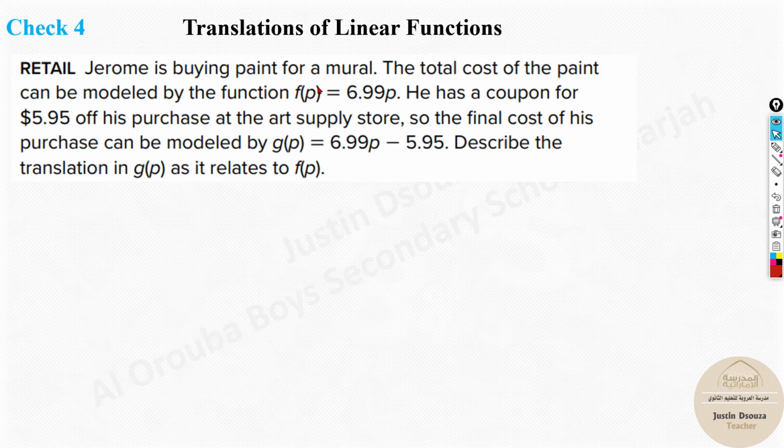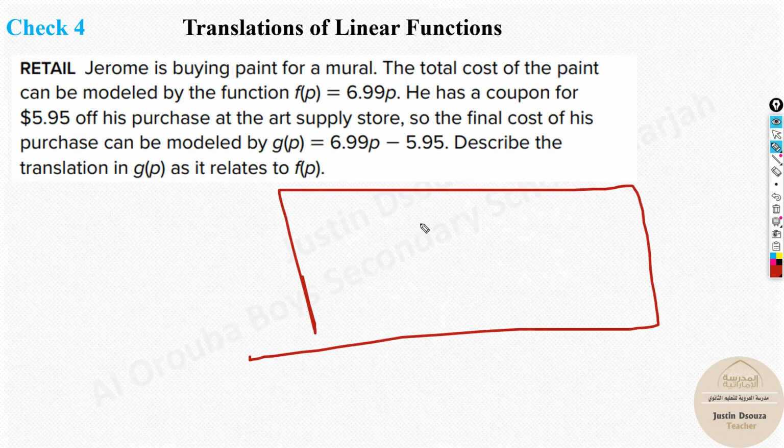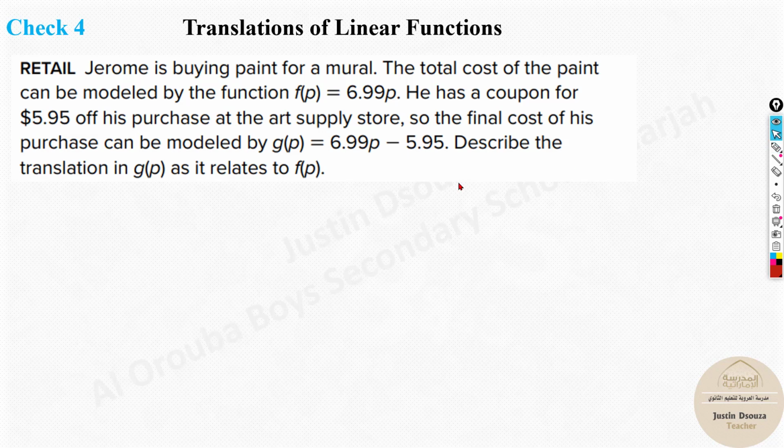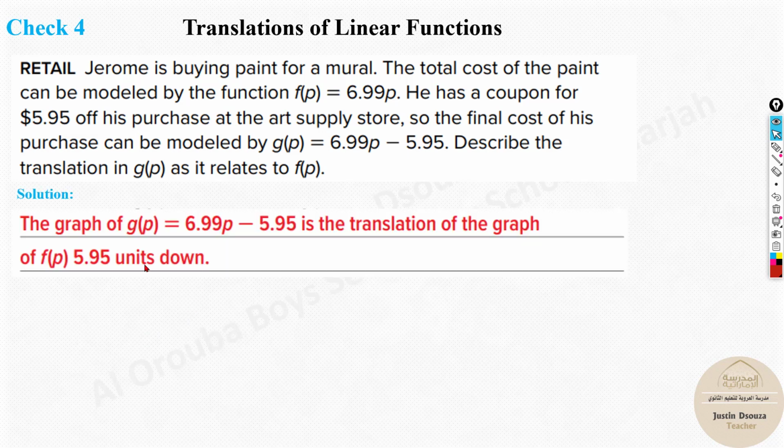Describe the translation. This is the initial function, the final function. All you need to do is find the difference. Mural means a painting which is on a wall, generally like graffiti, but it's not exactly graffiti. Graffiti is something you might have seen on walls in films, there'll be a painting and stuff. It's not a painting you can hang on a wall, it's the entire wall itself.